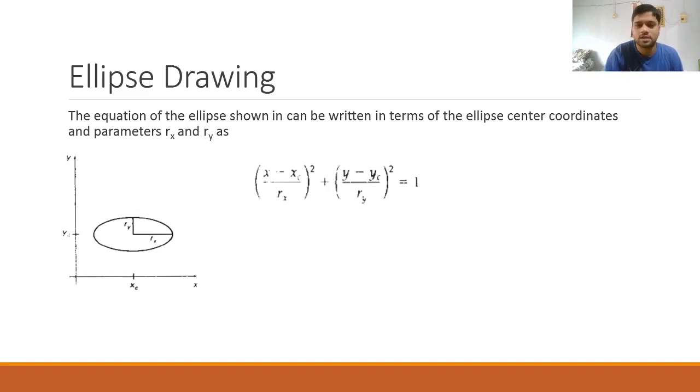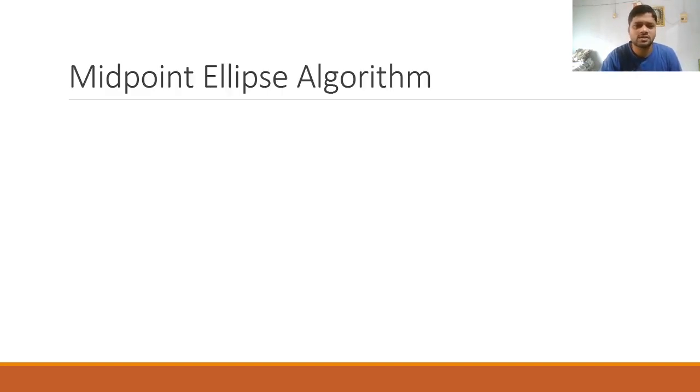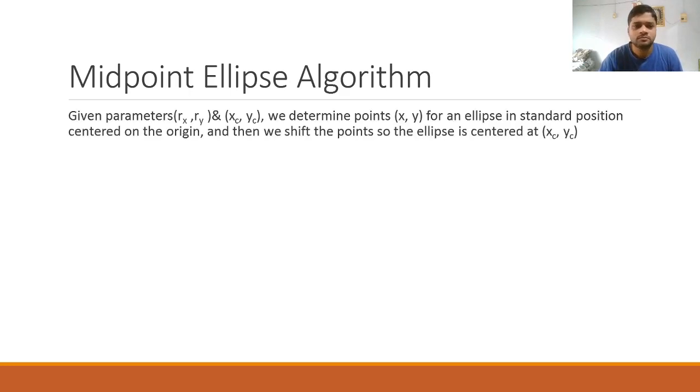Okay, major axis and minor axis. Here we are just trying to understand the algorithm. So given parameters rx, ry and xc, yc, we determine points x comma y for an ellipse in standard position centered on the origin, and then we shift the point so the ellipse is centered at xc, yc.